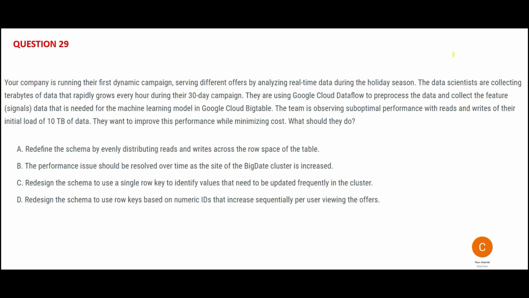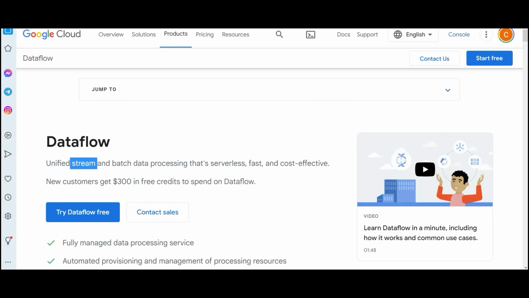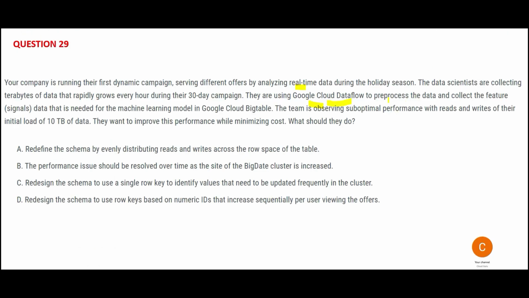So this is the next question here. In this case, the data has been collected on a real time basis, and then Google Cloud Data Flow is used to pre-process the data. Data flow works with both unified stream as well as batch data processing, and it is serverless, fast and cost effective. So this is perfect. It works with streaming data. Here we have streaming data. To some extent, we don't know it is streaming, but it is analyzing the real time data. So that means there should be some sort of data coming in on a real time basis.